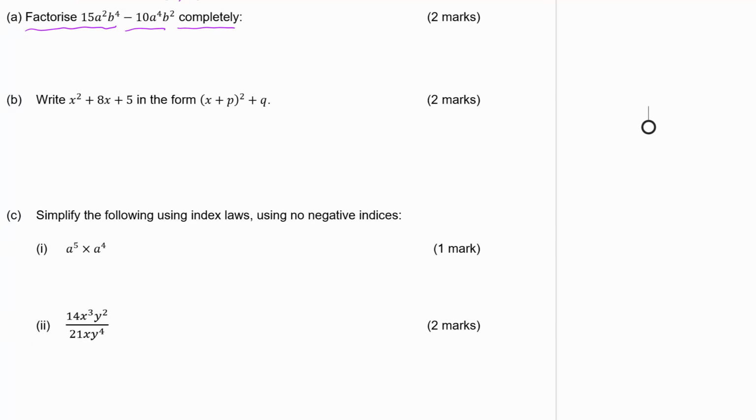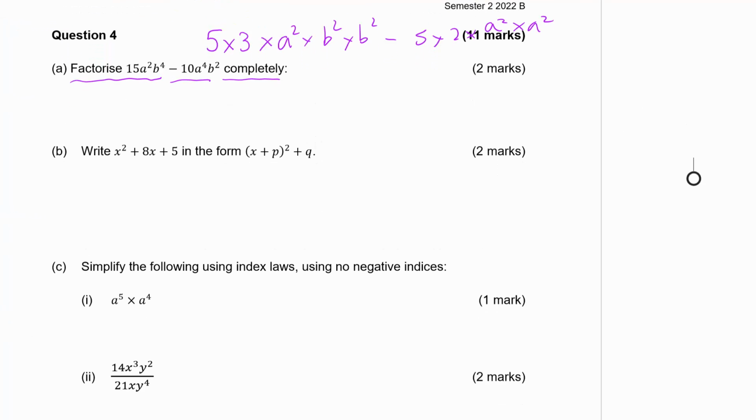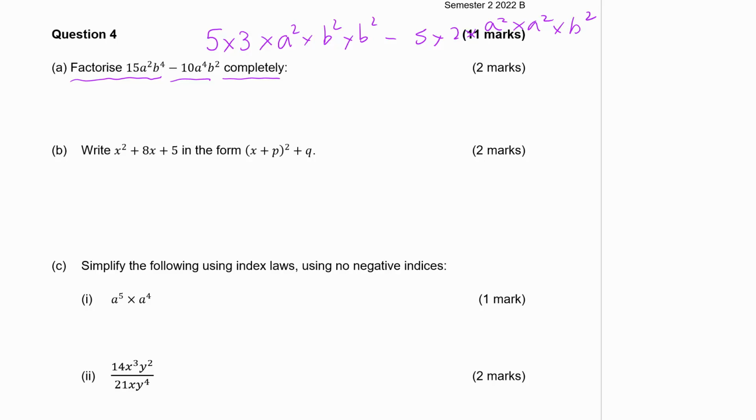And then we've got the b squared at the end. So if we look for what's common, we've got a 5. We have an a squared, and we have a b squared. And then what's left is 3b squared minus 2a squared.